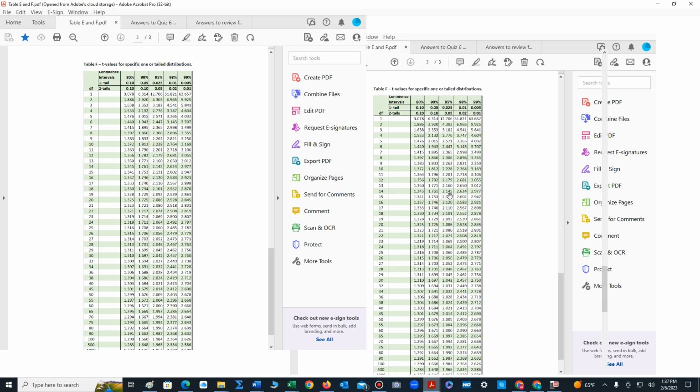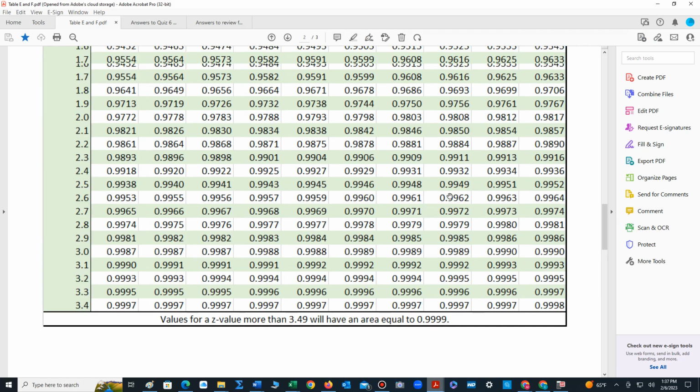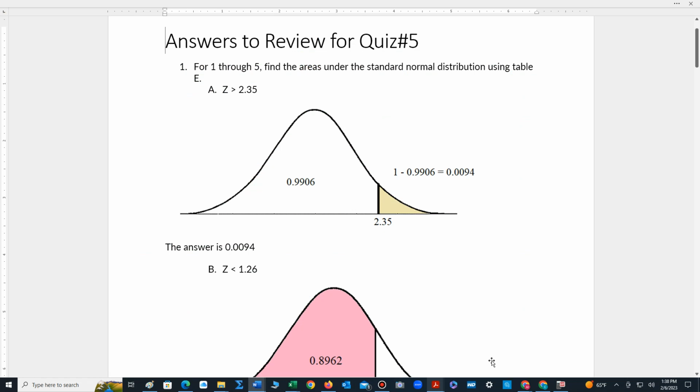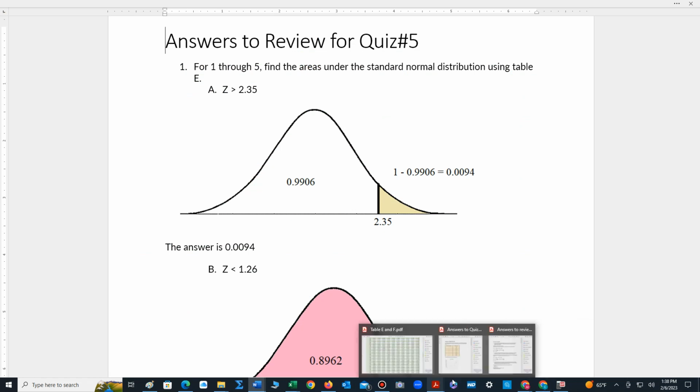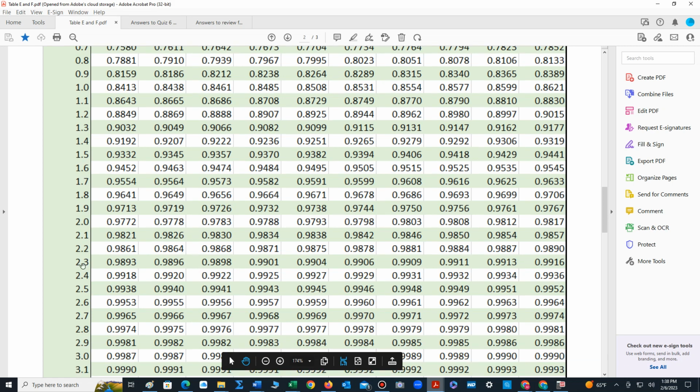Let me get this situated here. And we're going to go to table E. We go to the second page of table E. And so we're looking for 2.35. So here's 2.3. The first two digits are in this first column, and then we have to go across until we're under 0.05. So this is 0, 1, 2, 3, 4, 5.